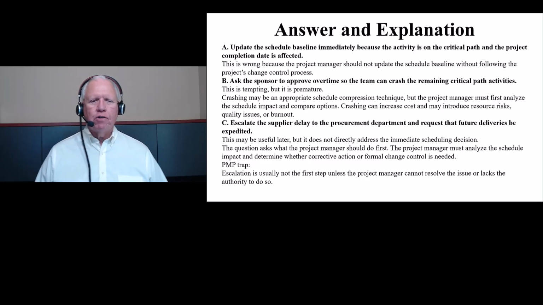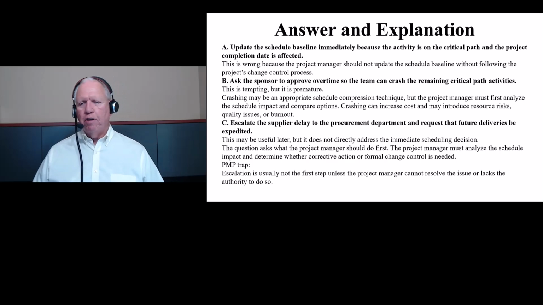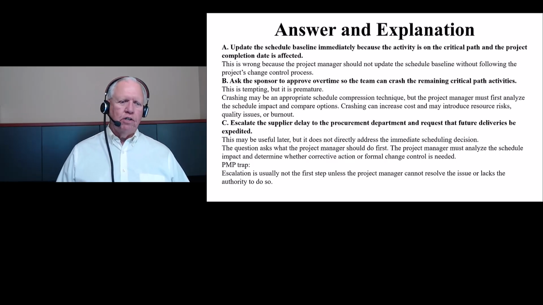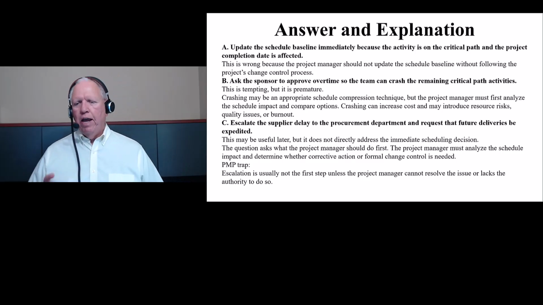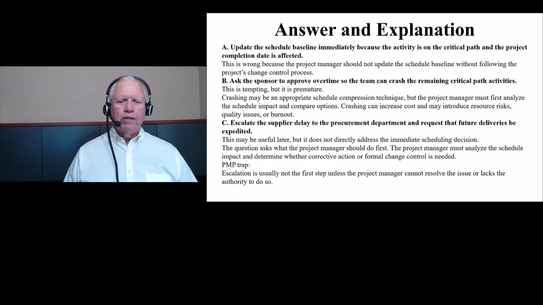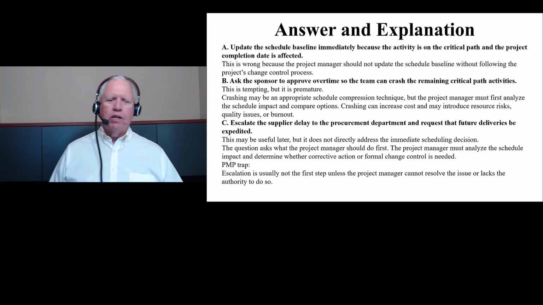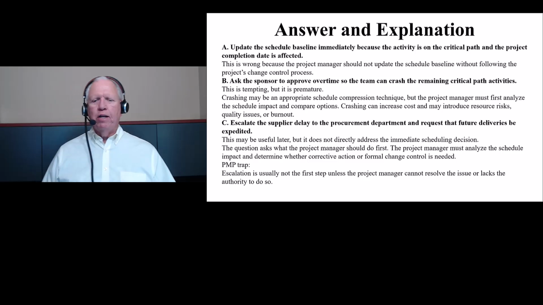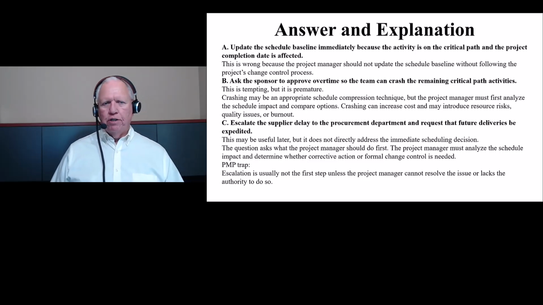And then C, escalate the supplier delay to the procurement department and request that future deliveries be expedited. This may be useful later on, but it does not directly address the immediate scheduling decision. The question asks what the project manager should do first, and the project manager must analyze the schedule impact and determine whether corrective action or formal change control is needed. So your PMP trap here: escalation is usually not the first step unless the project manager cannot resolve the issue or lacks the authority to do so.